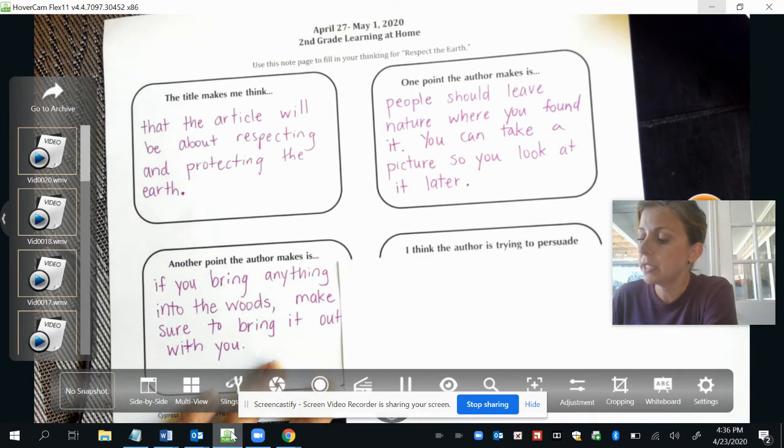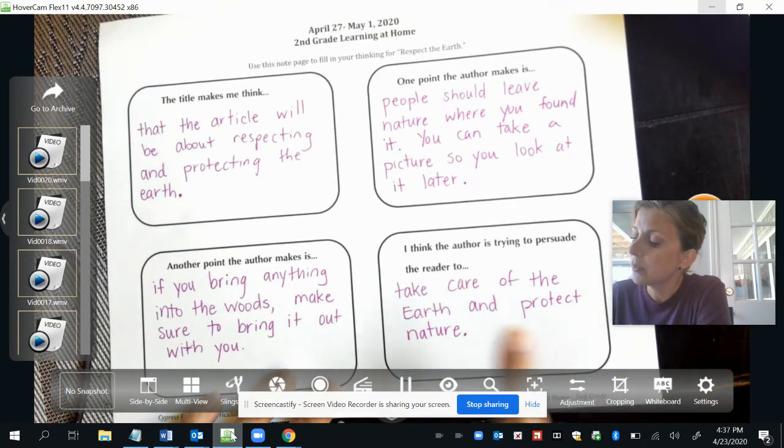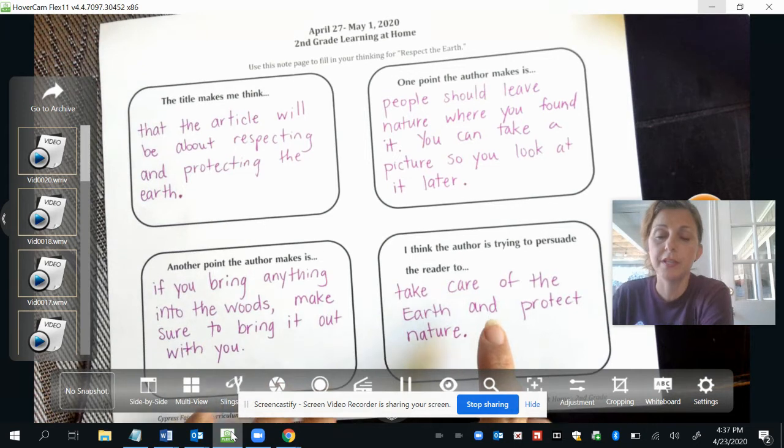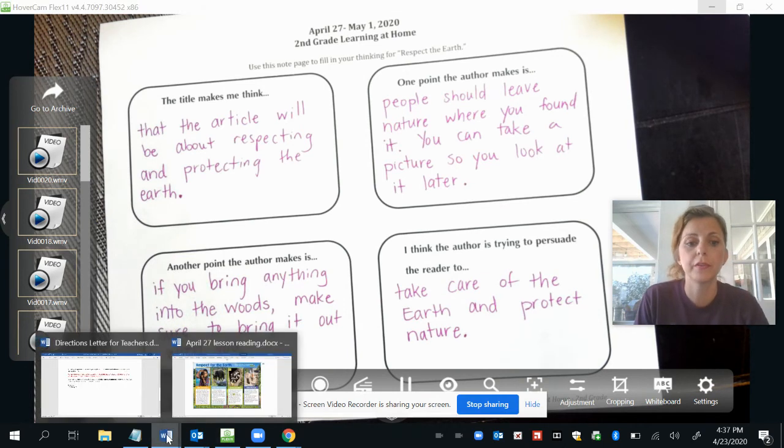So then I needed to think, what is the author trying to persuade me? I think the author is trying to persuade the reader to take care of the earth and protect nature. And am I convinced? Yes, I am. I was already convinced of that, but now I'm even more convinced that we should take care of our earth.